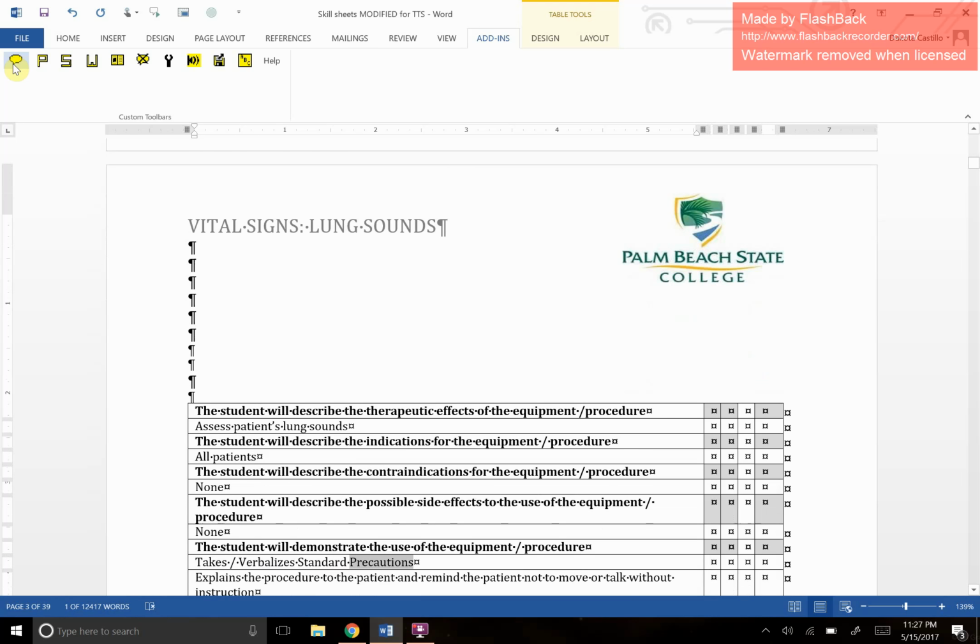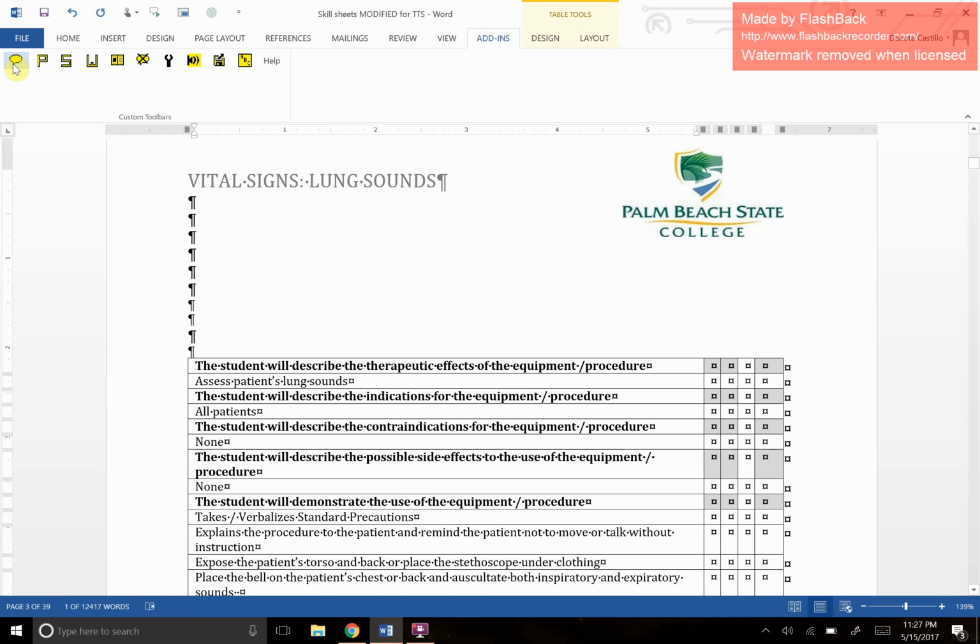Takes/verbalizes standard precautions. Explains the procedure to the patient and reminds the patient not to move or talk without instruction. Expose the patient's torso and back or place the stethoscope under clothing. Place the bell on the patient's chest or back and auscultate both inspiratory and expiratory sounds.